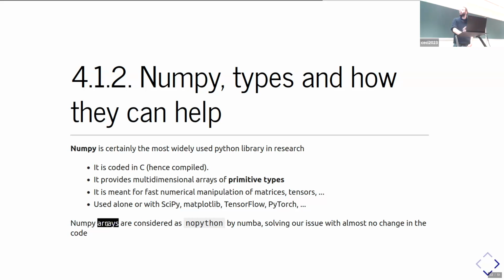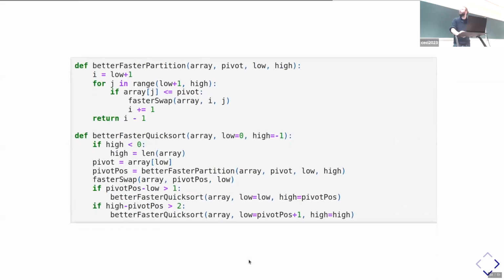NumPy arrays are not considered as Python objects by Numba because inside they are not a list, they are not a variable size array of objects. They are actual arrays, lower level arrays. Numba loves NumPy, so it works. So when you look at the code here, nothing changes. NumPy has a very nice interface that looks a lot like what you already know if you move from pure Python to NumPy.